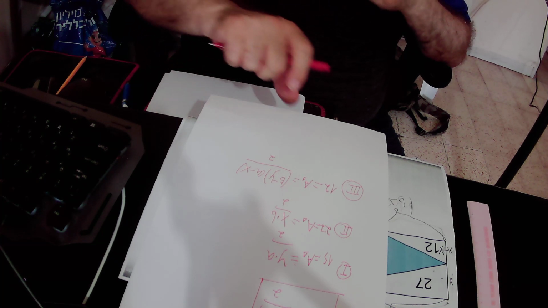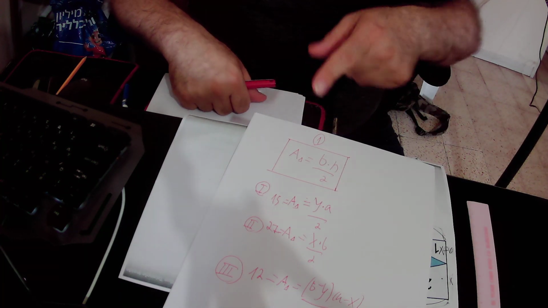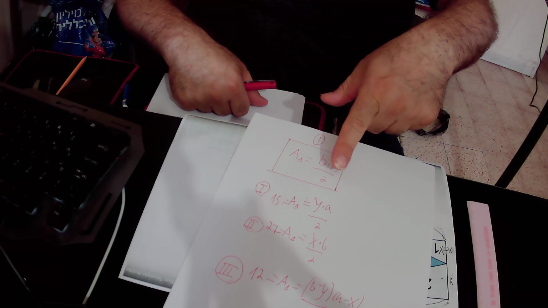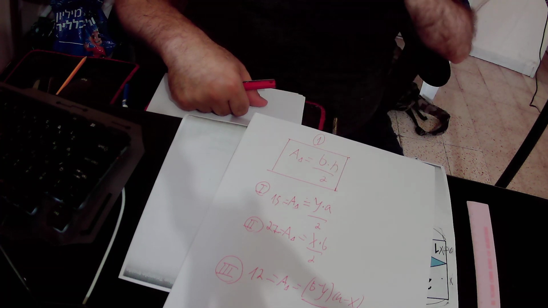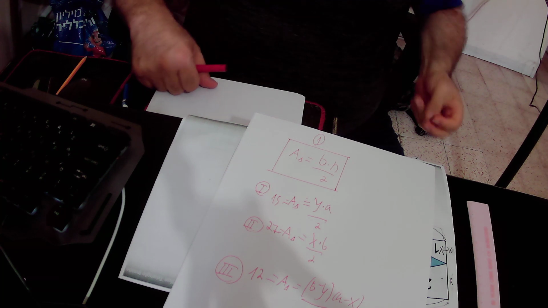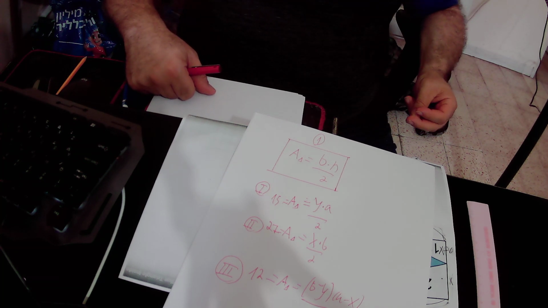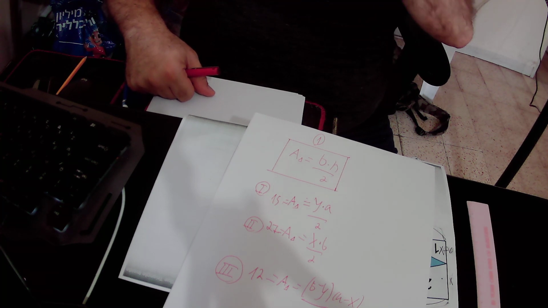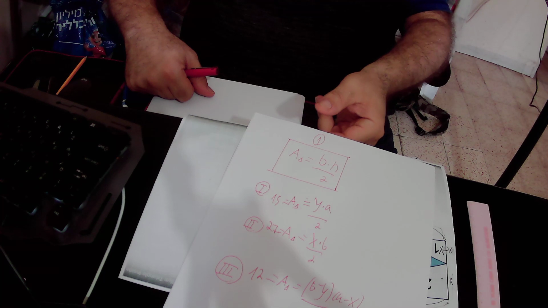So, first of all, we will look at the first equation: 15 equals y times a divided by 2. First of all, we will take y out of the equation. Okay?